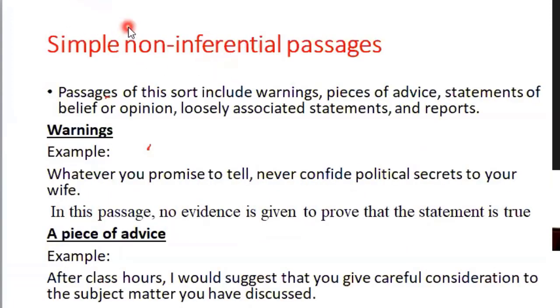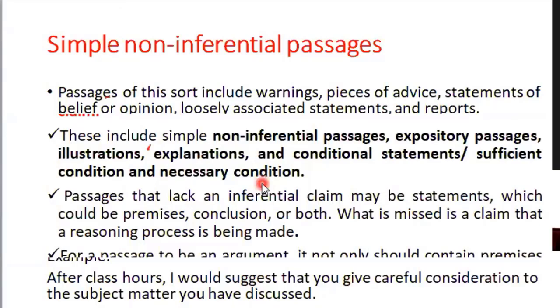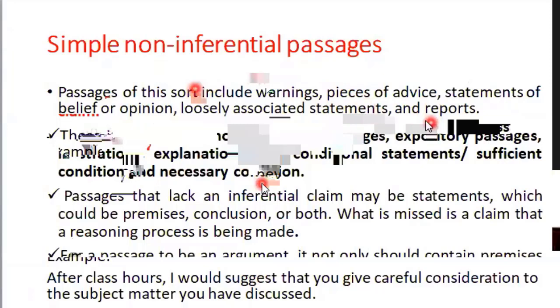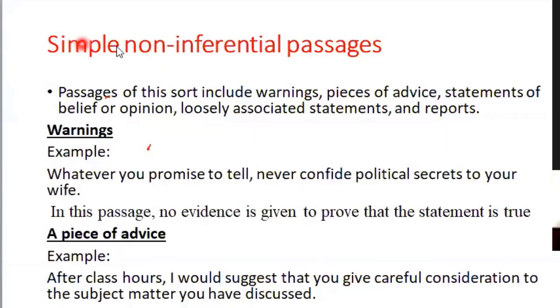So now let us see the first examples of simple non-inferential passages. Simple non-inferential passages are non-argumentative passages, which refer to passages such as a warning, a piece of advice, a statement of belief or opinion, a loosely associated statement, and a report. A statement that includes a warning, a piece of advice, an opinion, a statement of belief, or a loosely associated statement with no coherence, and a report are examples of simple non-inferential passages, and they are all non-argumentative because they lack an inferential claim.